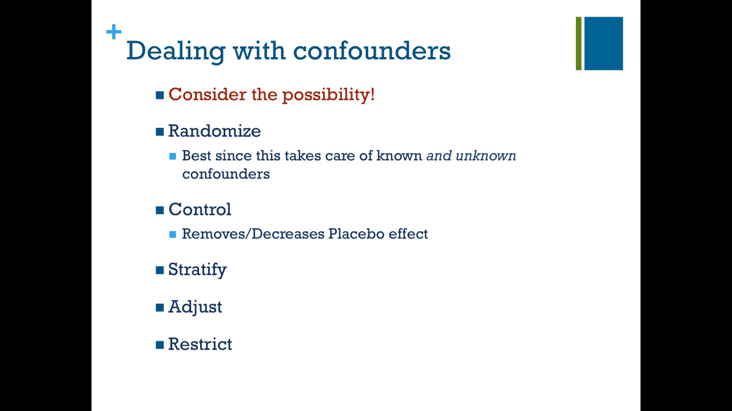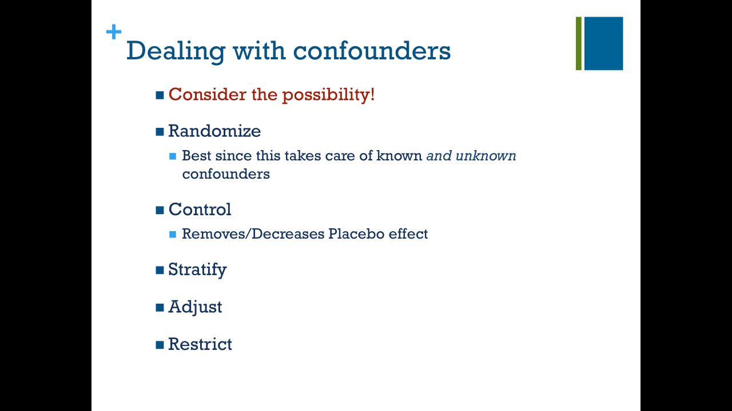Much of the field of epidemiology is devoted to figuring out how to detect, measure, and get rid of confounding, but that doesn't help you if you don't consider it. The most effective method of decreasing confounding is to use randomization. This method controls for both known and unknown confounders, making it a very powerful tool. Having a control or comparison group will also help to remove some possible confounders, such as the placebo effect.